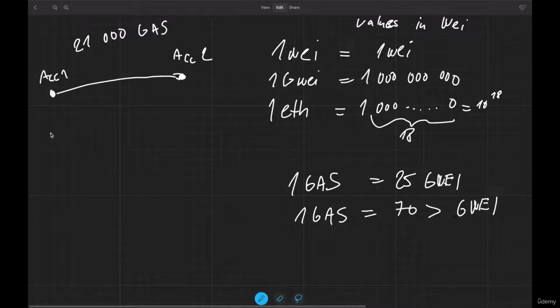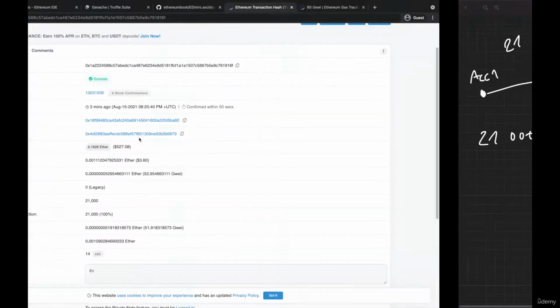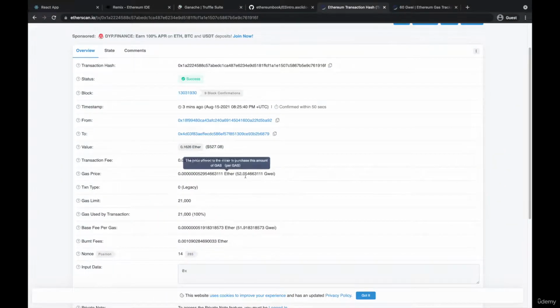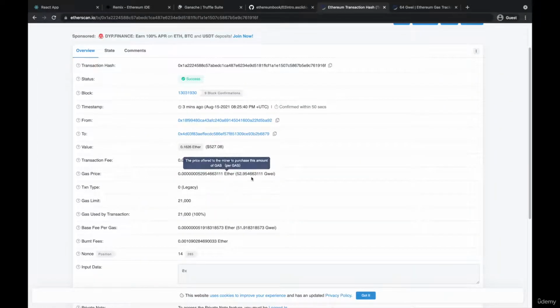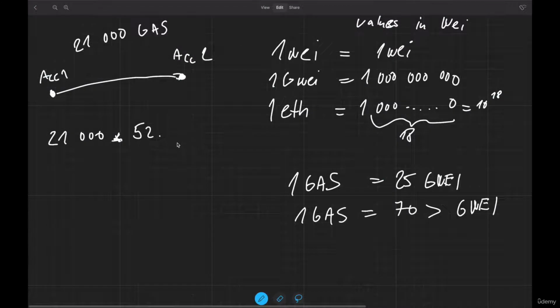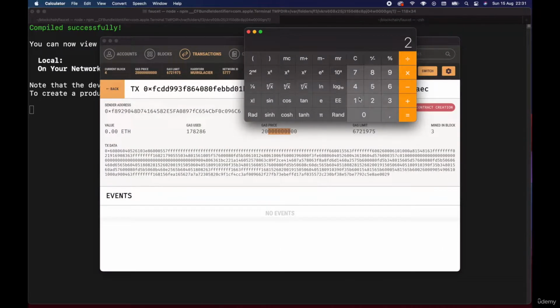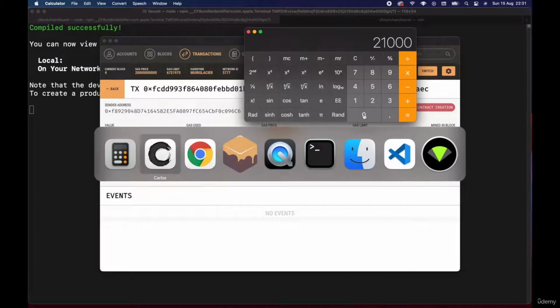This user paid some amount. So we need to take the 21,000 gas multiplied by the current value of the gas, 22.954954 and some smaller values. So I will multiply it now. I will go to the calculator. I will say 21,000.